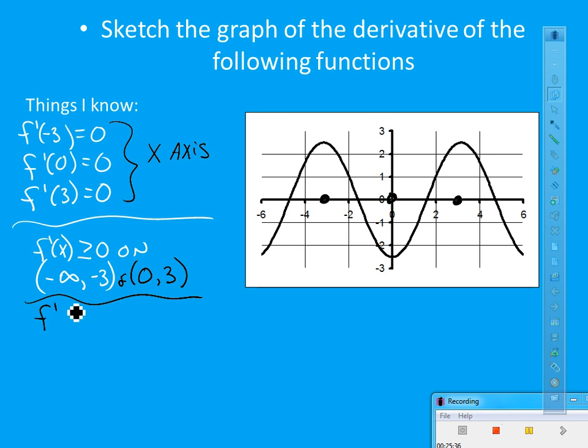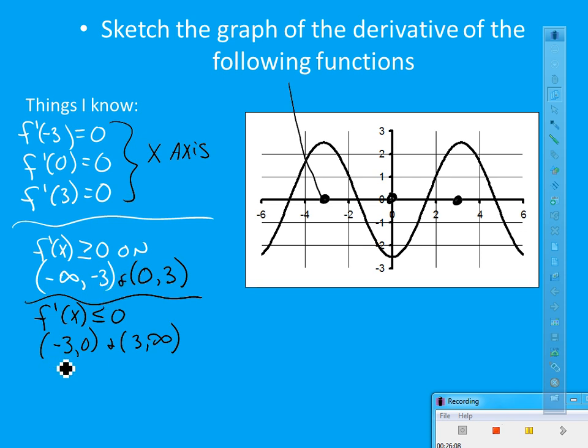I know that f prime of x is less than or equal to 0 wherever I'm going downhill. That's going to be on the interval negative 3 to 0, right through here. And where else is my graph going downhill? Also 3 to infinity. See if you can put all this together now. I know some main points. I know I'm above the x-axis from negative infinity to negative 3, so I'm above the x-axis coming to this point.